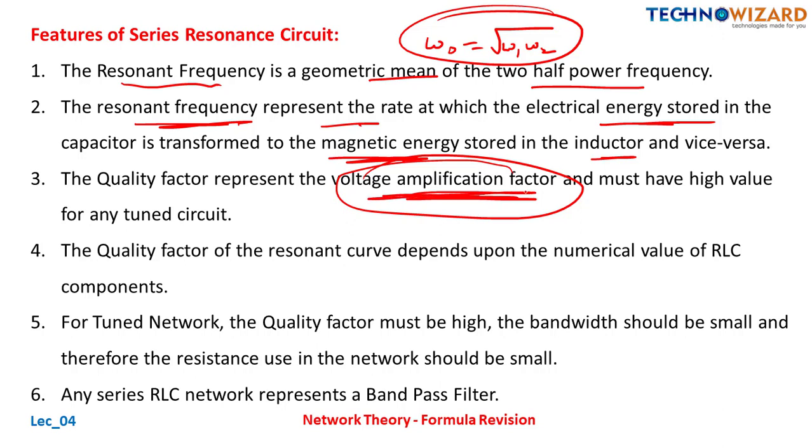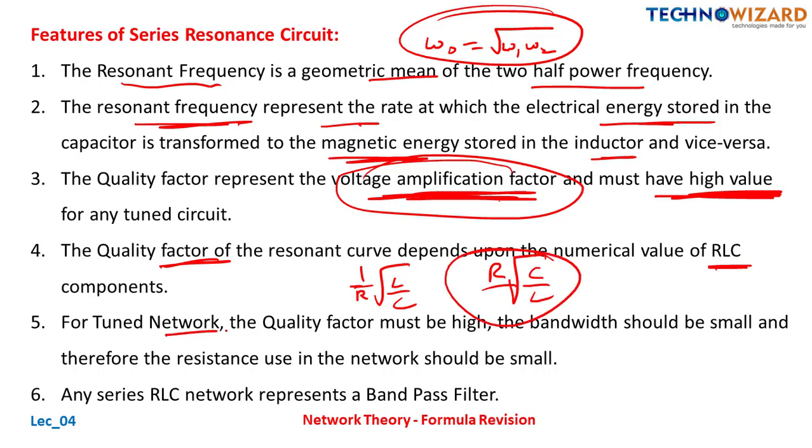For this voltage amplification factor, you can see my resonance video on my YouTube channel. It should have a high value for a series resonance circuit. The quality factor can be calculated numerically by the RLC components, that is 1 upon R root L by C for a series resonance circuit, and R root C by L for a parallel resonance circuit. For a tuned network, the quality factor must be high, the bandwidth should be small, and therefore the resistance used in the network should be small. Please remember these important points.